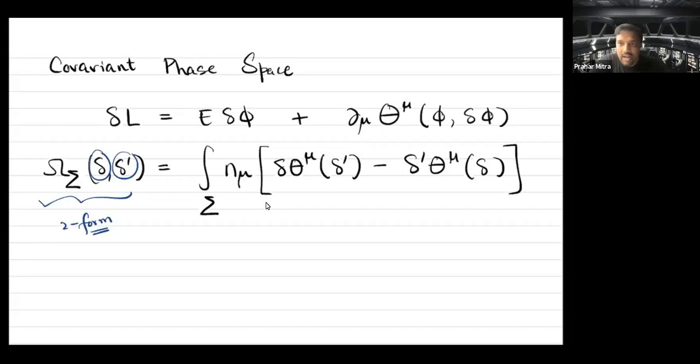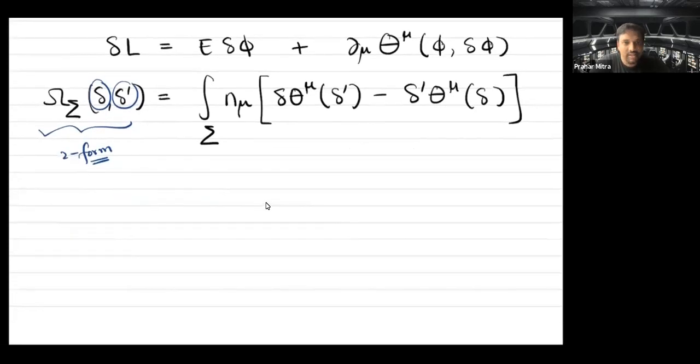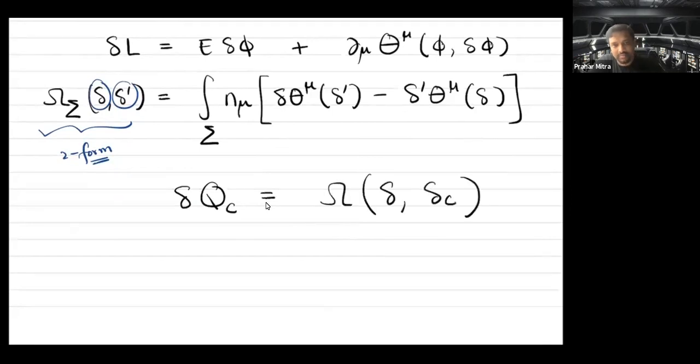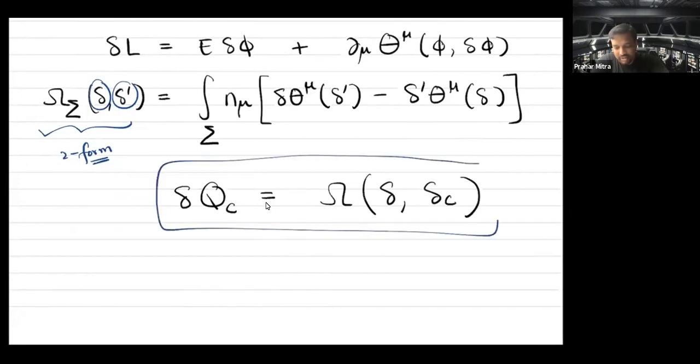And then the charge for any transformation always satisfies the following properties. So the charge Q_C for a particular transformation C is simply given by the following equation: omega of delta, delta C, where delta C is any field variation. Well, it's not any field variation. It's a field variation which satisfies this property.